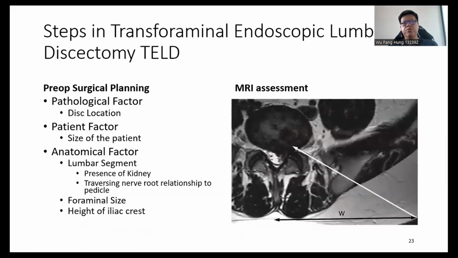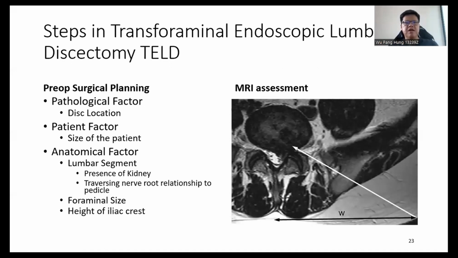So essentially, we need to do pre-op planning. We need to find where the disc is. We have to analyze the size of the patient. We want to find out where the lumbar segment is, the upper lumbar segment. We have to acknowledge the kidney and the traversing nerve root relationship with the pedicle. As we go up in the upper lumbar segment, the traversing nerve root gets closer and closer to the pedicle.